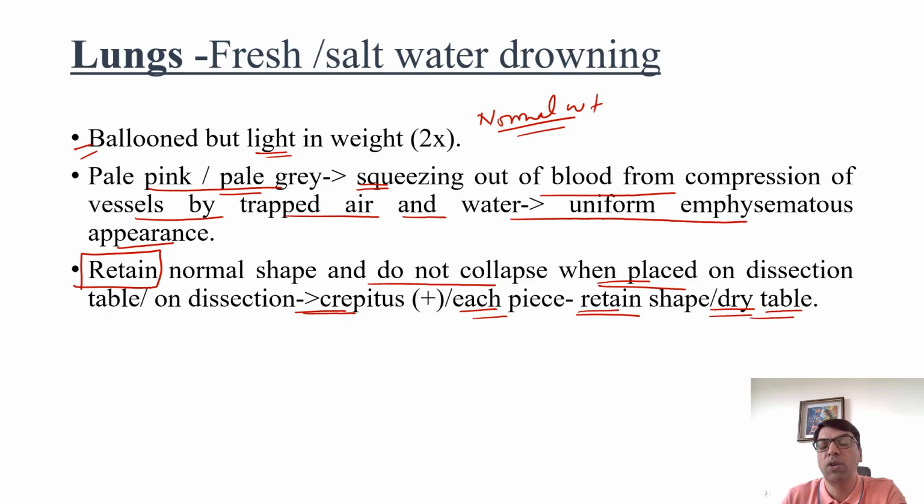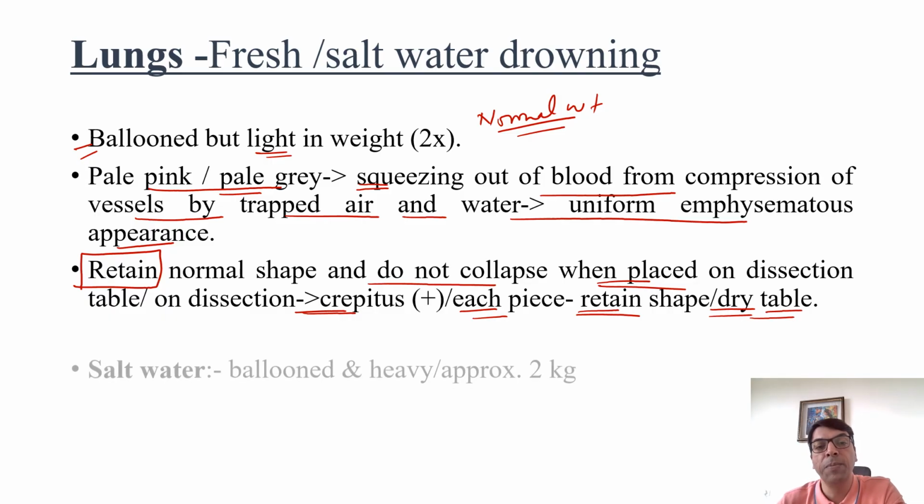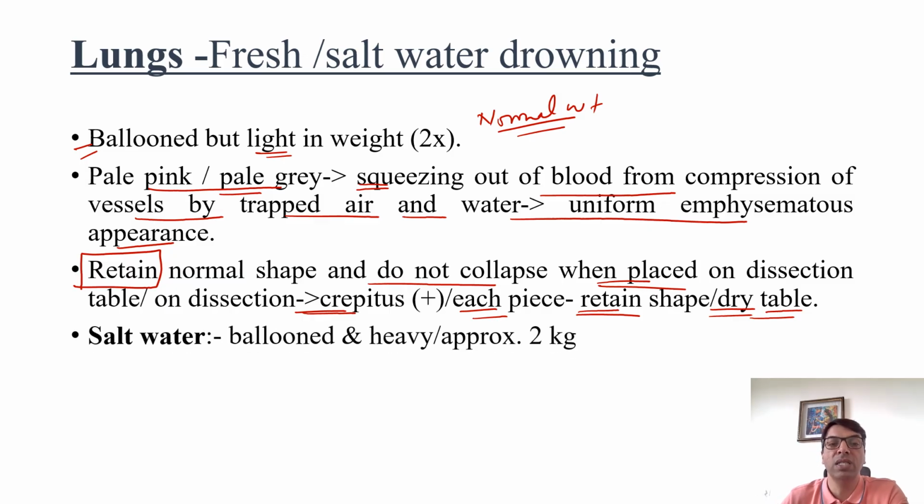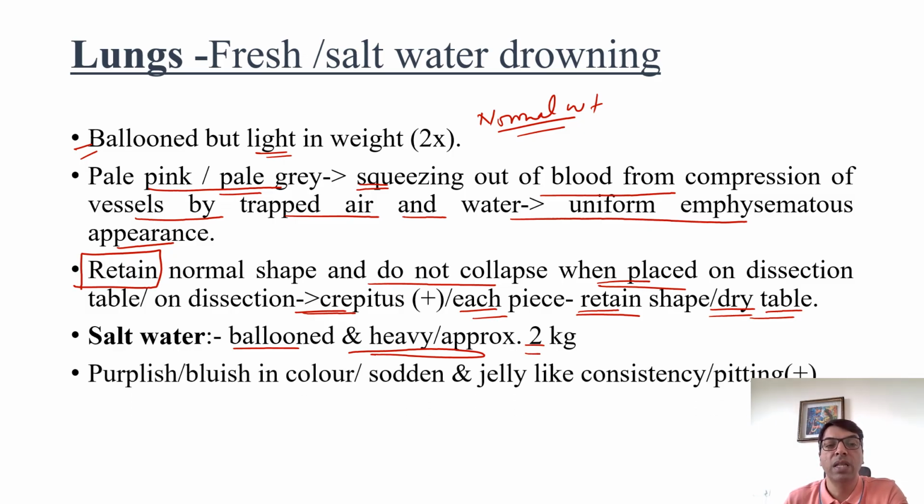There is no oozing of fluid or blood by itself from the lung in case of freshwater drowning. Whereas in saltwater drowning, the lungs are again ballooned, but they are heavy, around 2 kgs, and they are purplish. Here they are pale or pink. Here they are purplish or bluish in color, and they are sodden and jelly-like in consistency with pitting, when you try to press them.